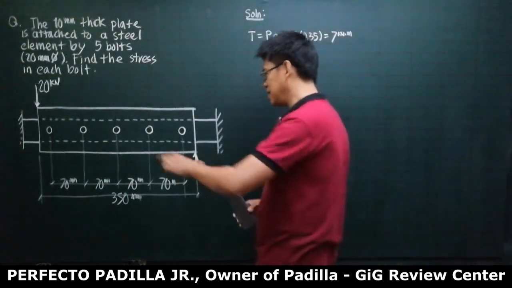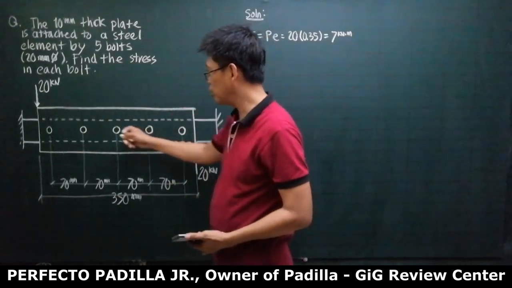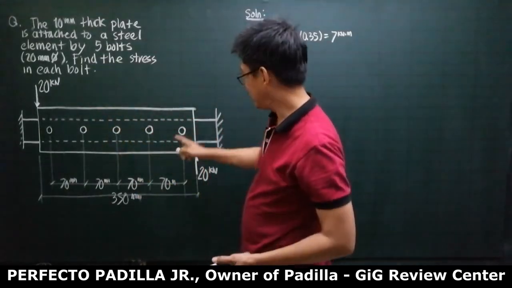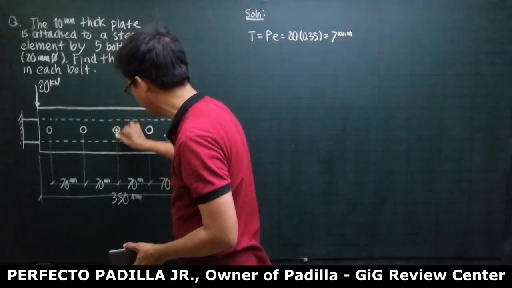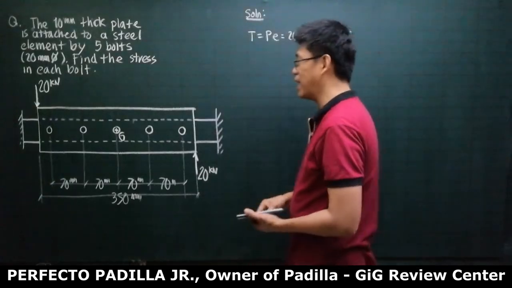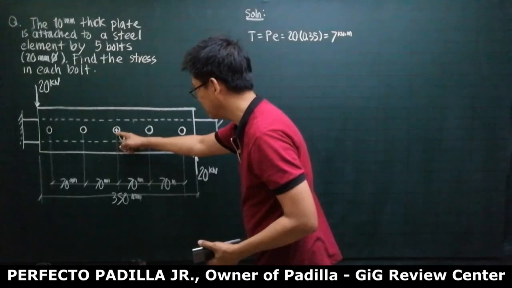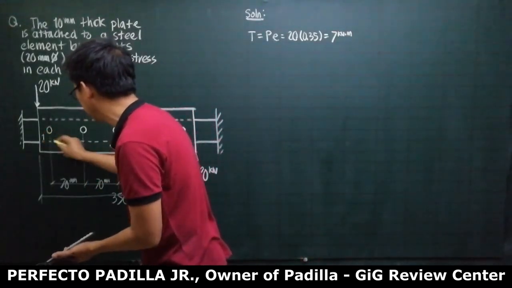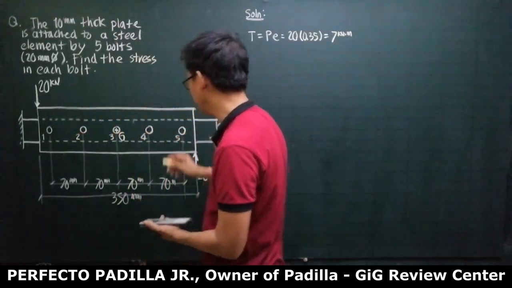Now, since this is counterclockwise, each bolt will react to produce a clockwise moment. And the centroid of these 5 bolts by inspection is here, right? So this is the G. So each bolt will react to produce clockwise moment about the G. This bolt, for example, let me call this bolt 1, bolt 2, bolt 3, 4, and 5.